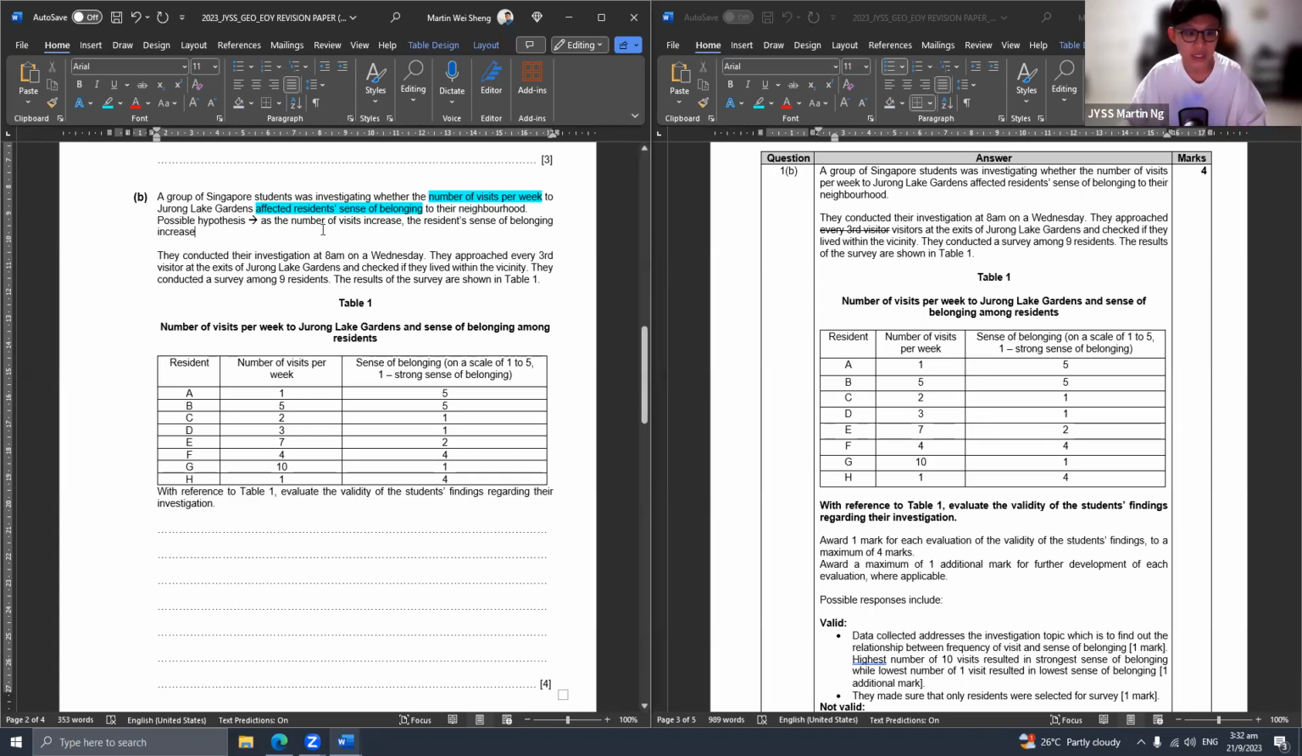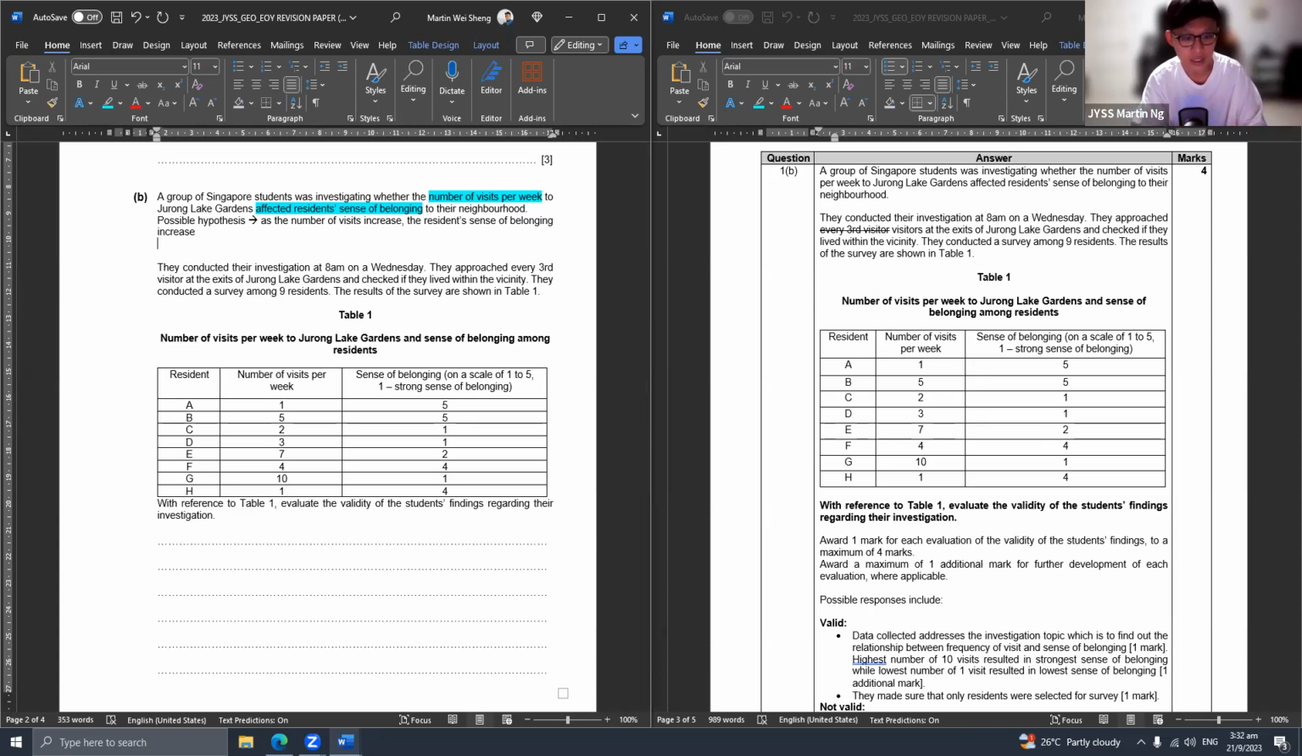Then the other one is the guiding question. In a guiding question, I would ask, how does the number of visits affect the sense of belonging? So a guiding question is always open-ended, while a hypothesis is closed-ended. All right. So in this case, a possible guiding question is, how does the number of visits affect the residents' sense of belonging?